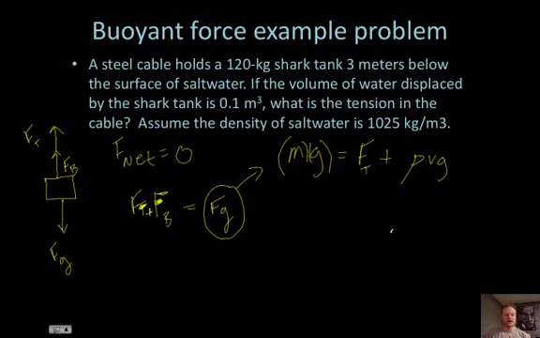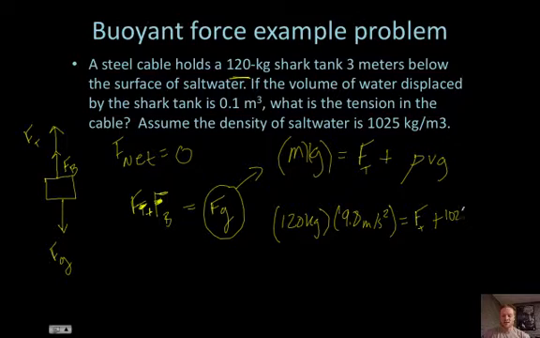Okay, so now I can just start to plug numbers in and start to solve this problem. The mass of the shark tank we said was 120 kilograms, and gravity on Earth is 9.8 meters per second squared, equals the force of tension, which is what we're trying to solve for, plus the density of salt water, which is 1,025 kilograms. I'm running out of space, so I'm going to stop writing the units, but they're there. Please make sure you write those.